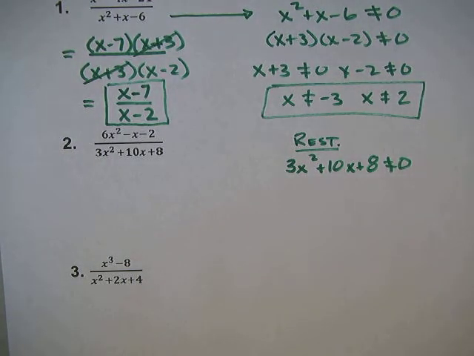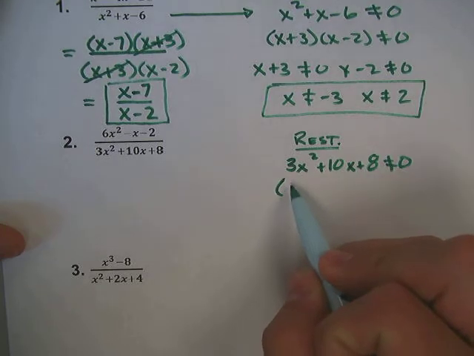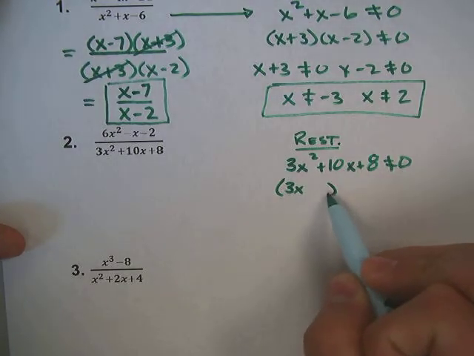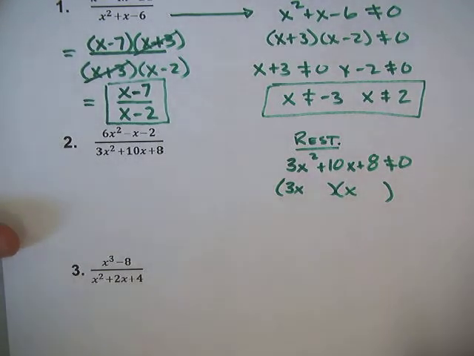I'm going to set it not equal to 0. Again, it's always the bottom. It's never the top, because we don't care if the top is 0. If the fraction has 0 on top, then the whole thing is just 0, so that's no big deal. So let's see if we can factor this thing.